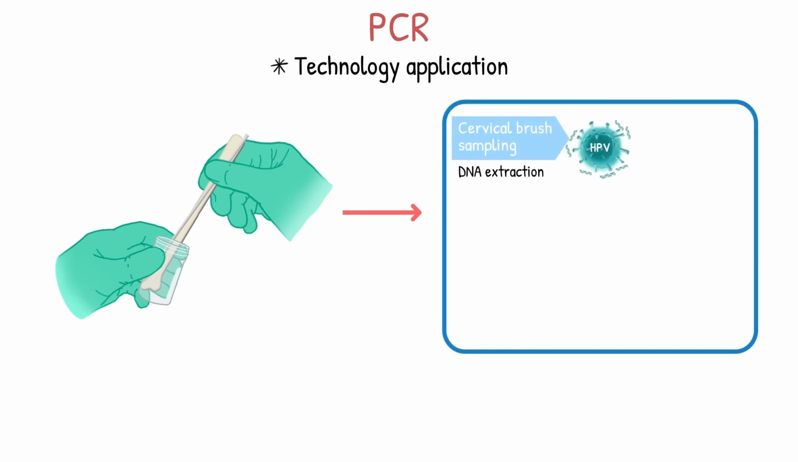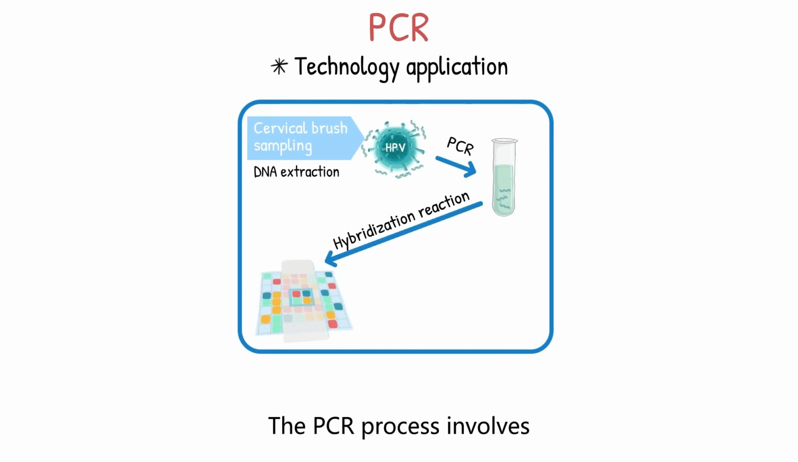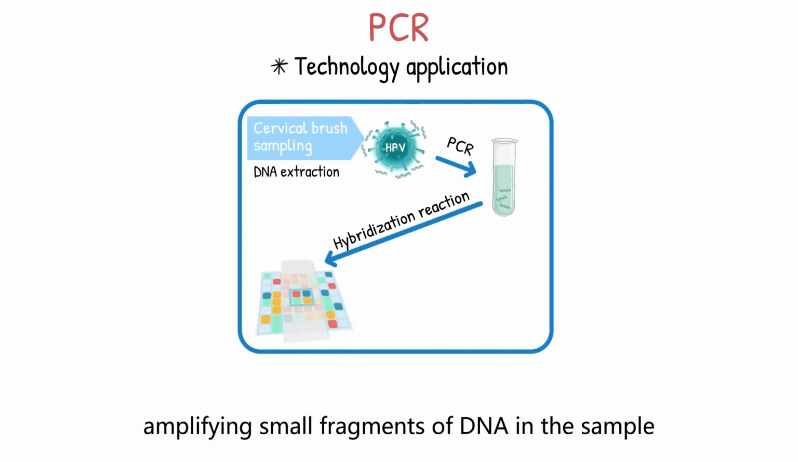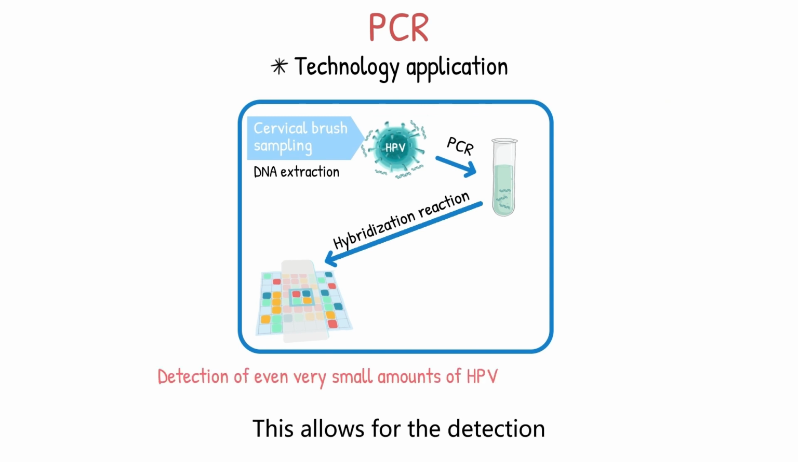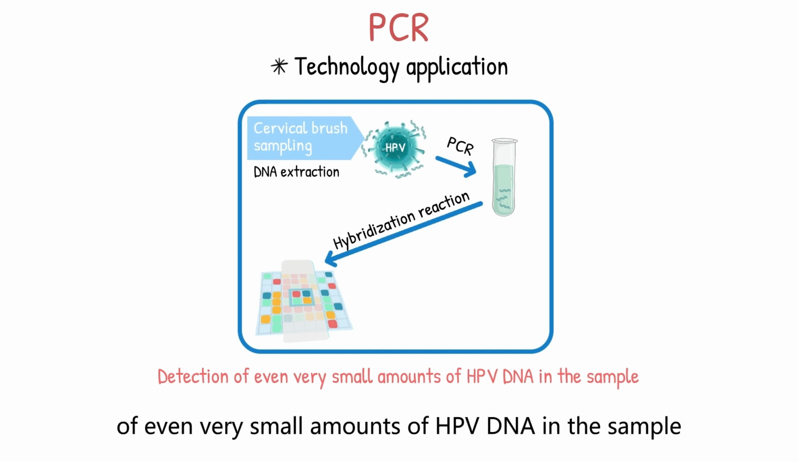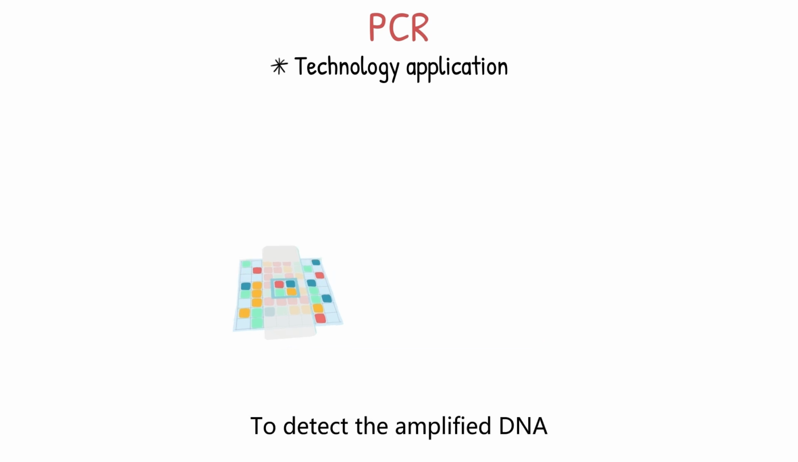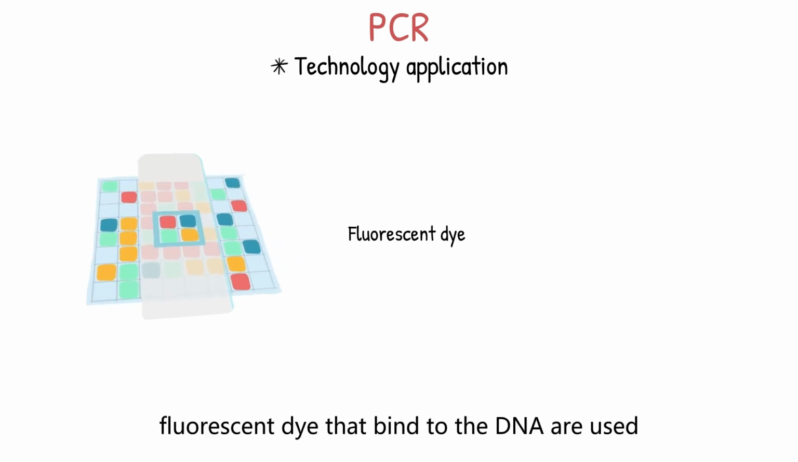HPV DNA. The PCR process involves amplifying small fragments of DNA in the sample using specific primers that target the HPV DNA sequence. This allows for the detection of even very small amounts of HPV DNA in the sample. To detect the amplified DNA, fluorescent dye that binds to the DNA is used.